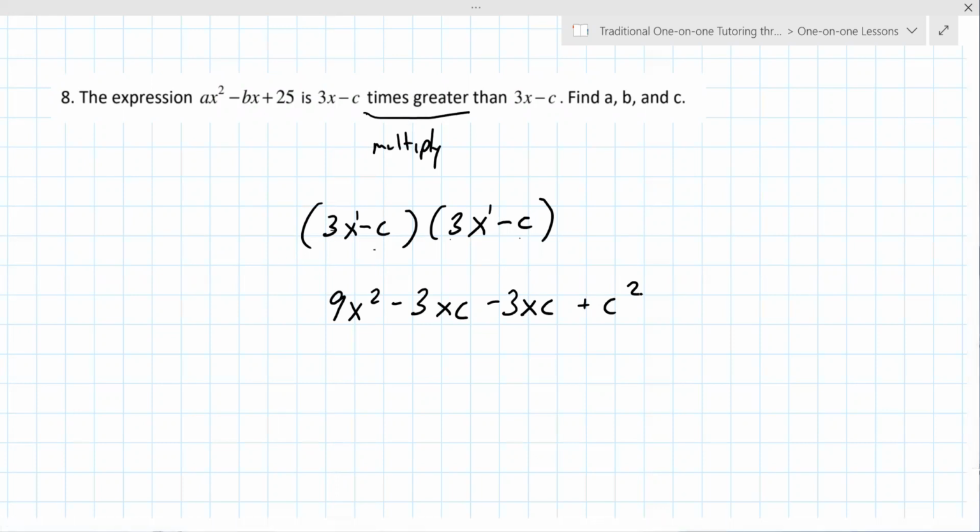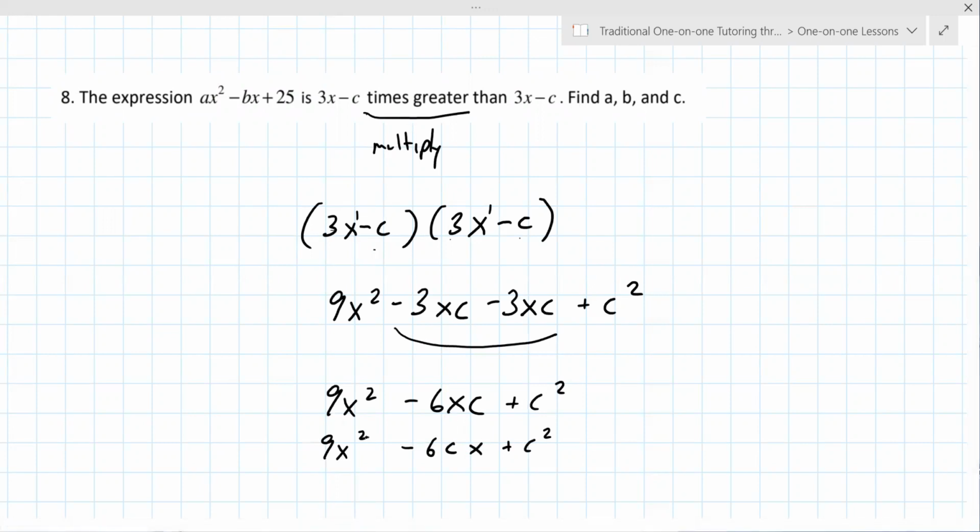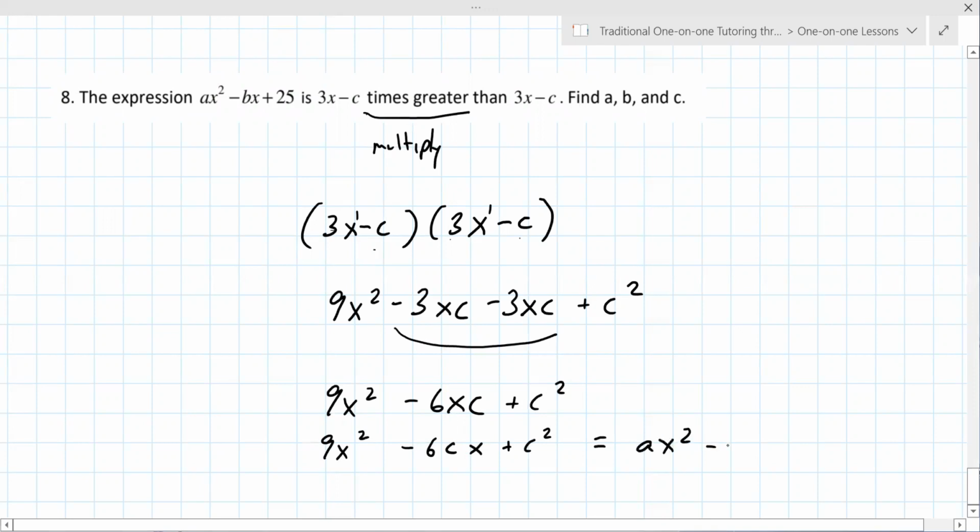And you combine the outer and the inner. So it's 9x squared minus 6xc plus c squared. Now you could also write it as minus 6cx. That would also be okay. And we're setting this equal to ax squared minus bx plus 25.